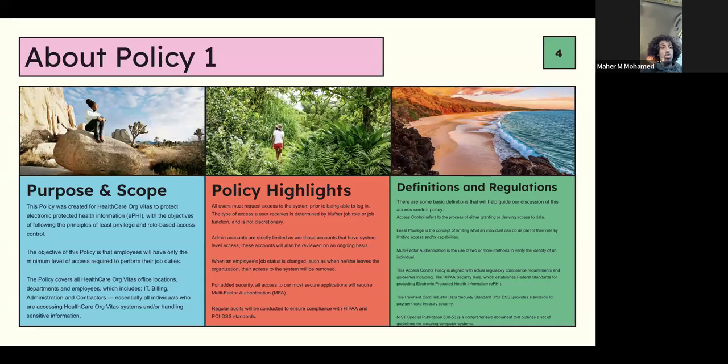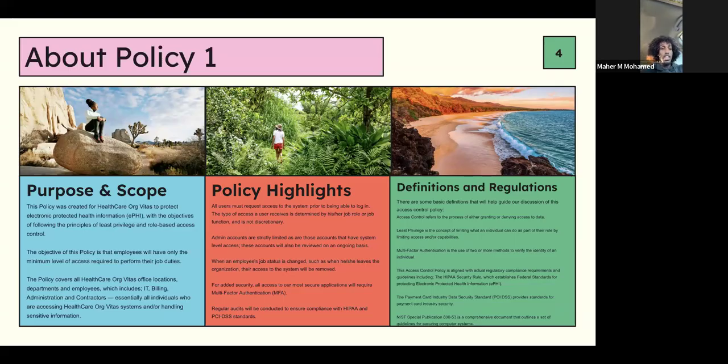And the highlights of this policy are that all users must request access to the system prior to being able to log in. The type of access a user receives is determined by his or her job role or job function, and it's not discretionary. Admin accounts are strictly limited, as are those accounts that have system level access, and these accounts will also be reviewed on an ongoing basis. When an employee's job status is changed, such as when he or she leaves the organization, their access to the system will be removed. For added security, all access to our most secure applications will require multi-factor authentication, and regular audits will be conducted to ensure compliance with HIPAA and PCI DSS standards.